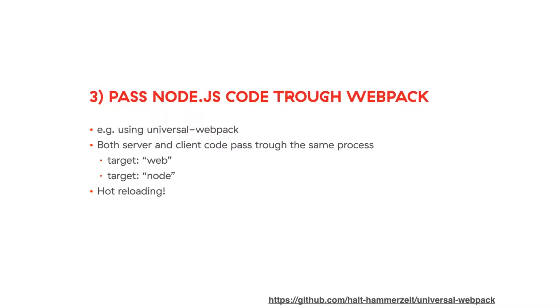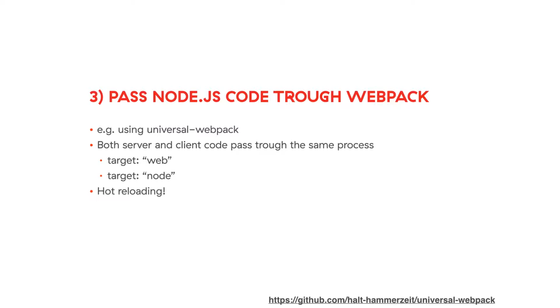So you can pass the Node.js code, which is also JavaScript, through Webpack. So let Webpack transpile your Node.js code and run it after that. For that, you can, for instance, use universal Webpack, but you don't have to. You can use it directly. How you do this? You basically create two Webpack configs. One is targeting the web, and the second one is targeting Node. What that means is it will actually react differently when you require something.